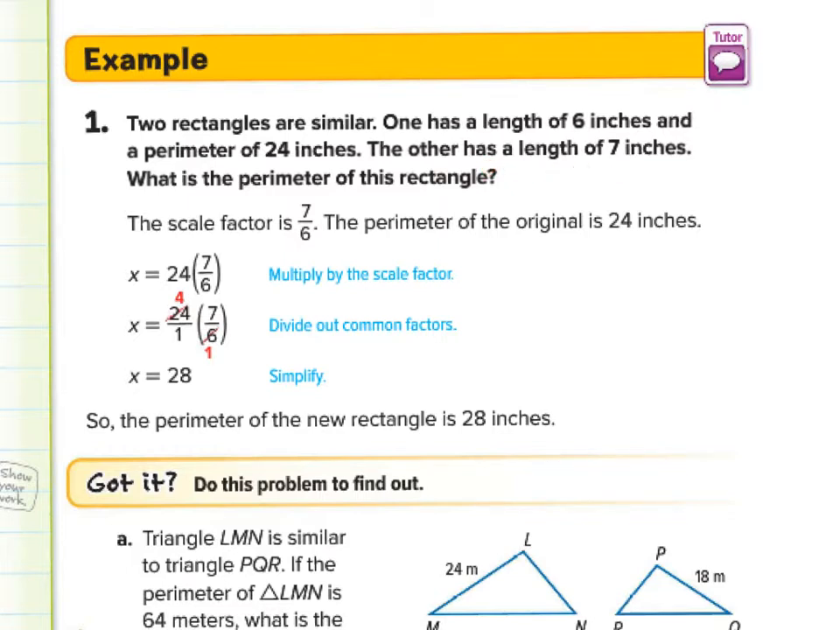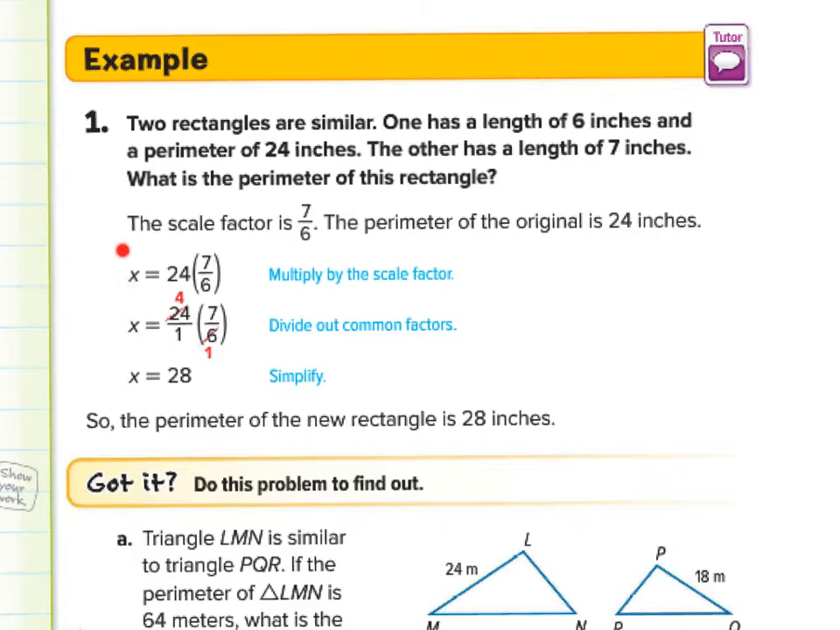What would it be for 7? Well, let's see. The scale factor is 7/6, right? Where we're comparing the two figures, or you could say the two lengths. The perimeter of the original is 24 inches. What will become the perimeter of the next?